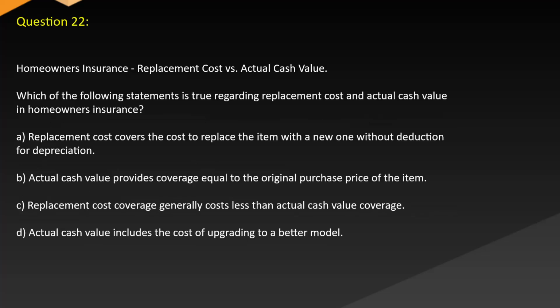Question 22. Homeowners insurance. Replacement cost versus actual cash value. Which of the following statements is true regarding replacement cost and actual cash value in homeowners insurance? A. Replacement cost covers the cost to replace the item with a new one without deduction for depreciation. B. The actual cash value provides coverage equal to the original purchase price of the item. C. Replacement cost coverage generally costs less than actual cash value coverage. D. Actual cash value includes the cost of upgrading to a better model.